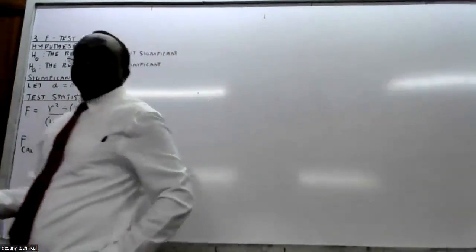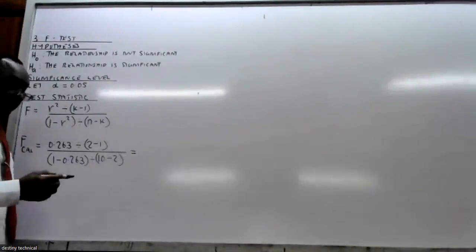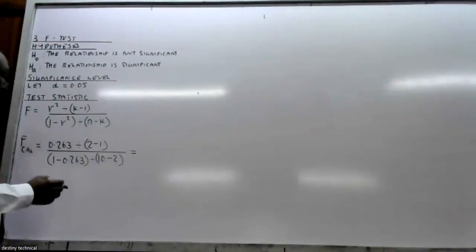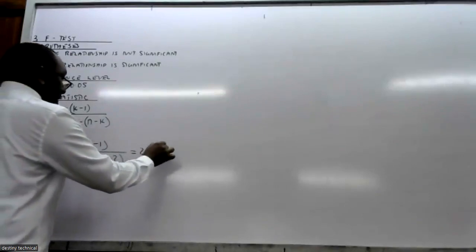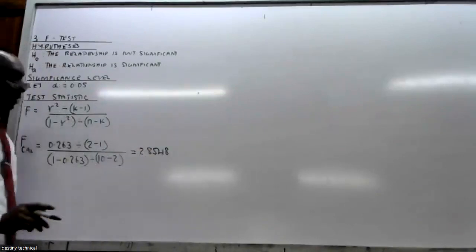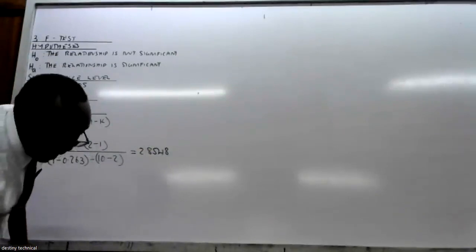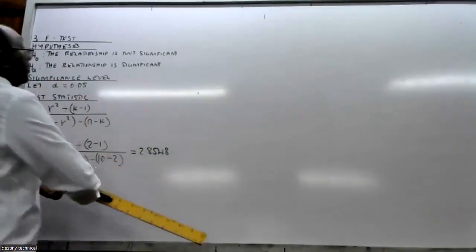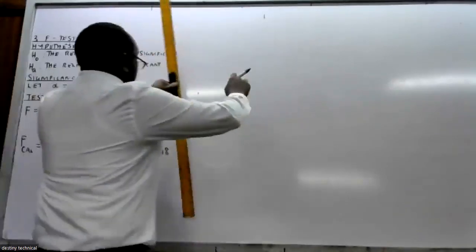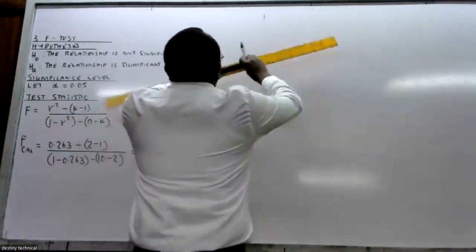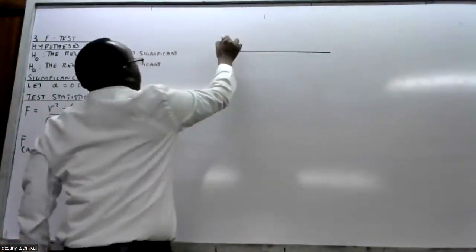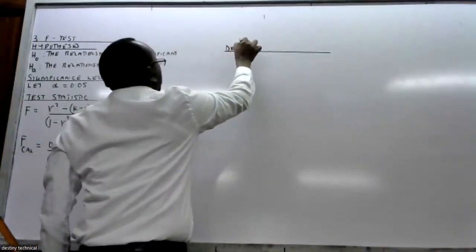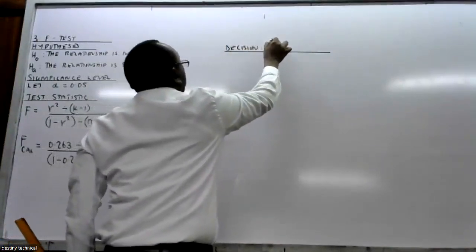Give me the answer. 2.8548. Good. To enter now to the next step, which is called decision rule.